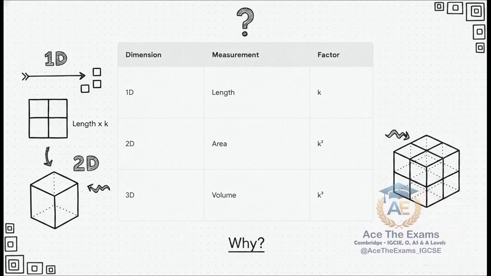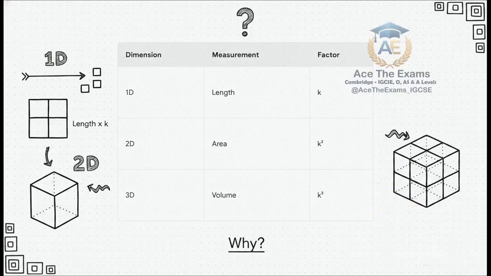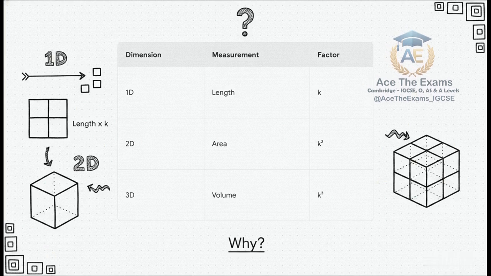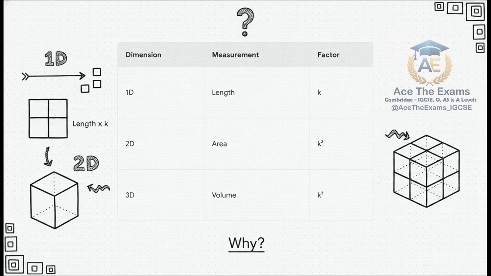Why? Well, imagine a basic square. If you double the length and double the width of that square, you aren't just doubling the total area, you are multiplying it by 2 times 2. You're making it 4 times bigger. If it's a 3D cube, you double the length, the width, and the height. That's 2 times 2 times 2, making the volume 8 times larger.